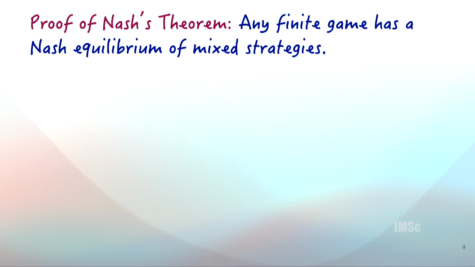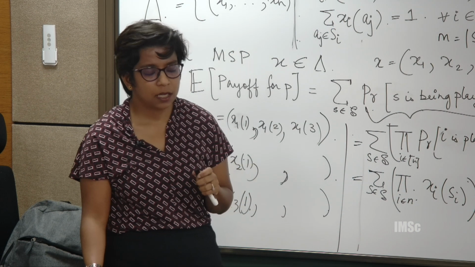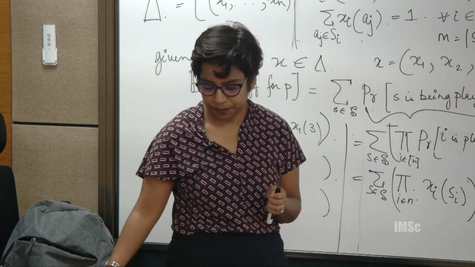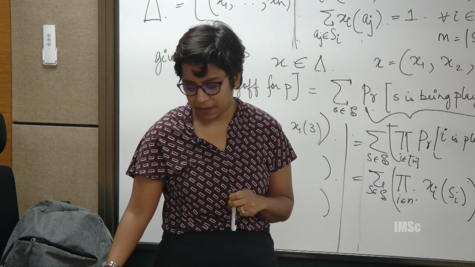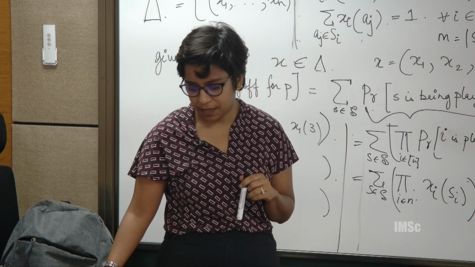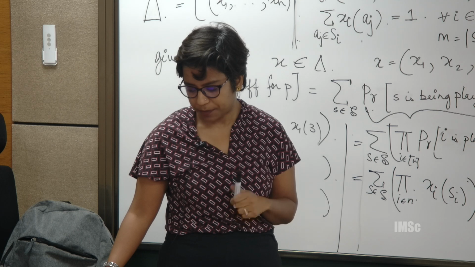Okay. Does Nash's theorem put some kind of restrictions on the payoff function? Nothing. So the utility function can be anything. Okay? It can be negative valued also and so on and so forth. Nothing. Just the size of the player space and their action space. Okay? All right. So any finite game has a Nash equilibrium of mixed strategies.